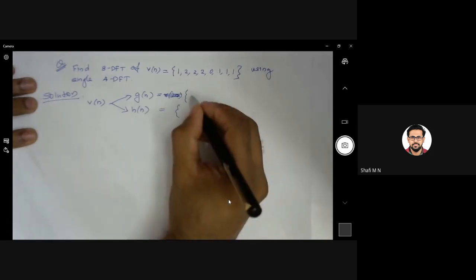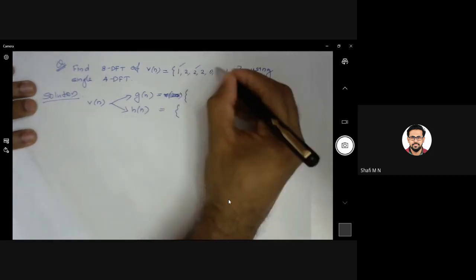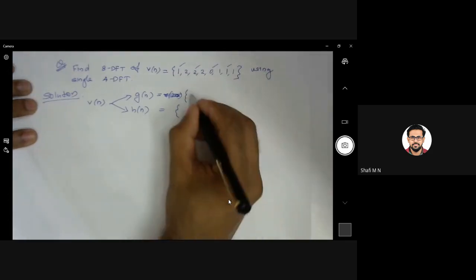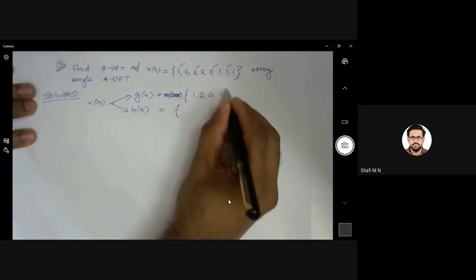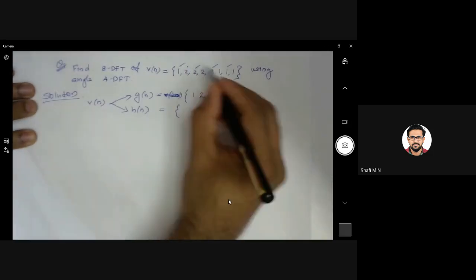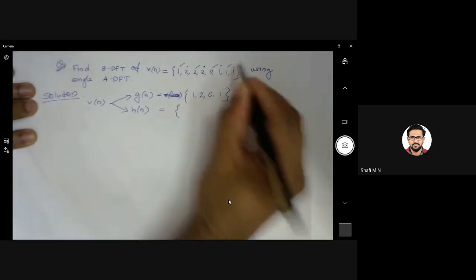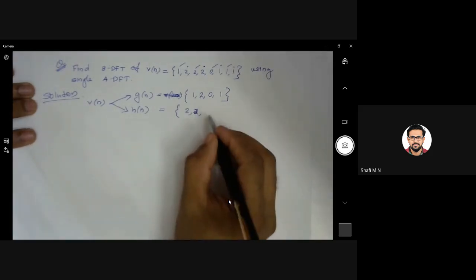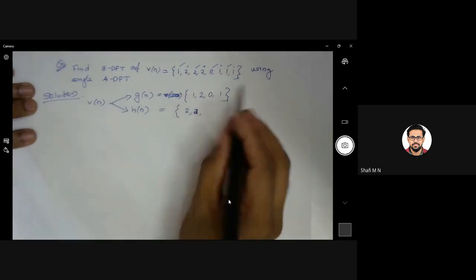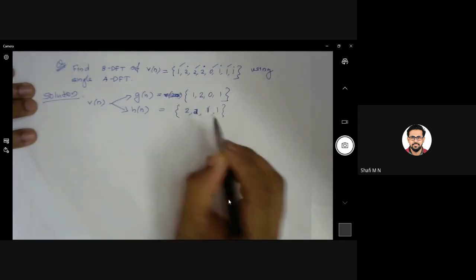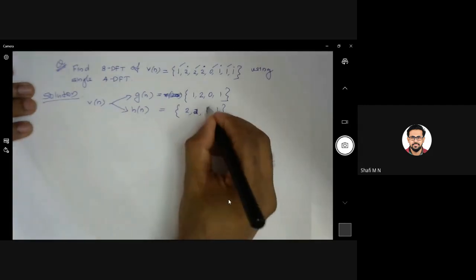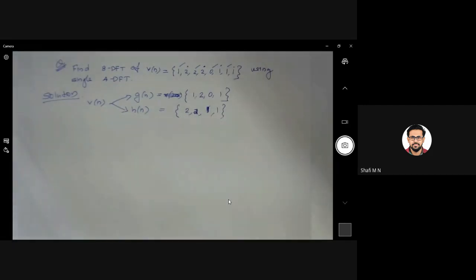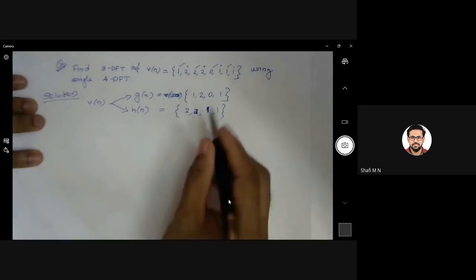So tell me what is G of N? 1, 2, 0, 1. Take the alternate terms, that's all, nothing more. 1, 2, 0, 1. Here you choose the remaining terms. Say 2, 1, 1, 1. Or did I make a mistake? It is 2, 2, 1, 1. Is that fine? 1, 2, 0, 1. Okay, 2, 2, 1, 1.